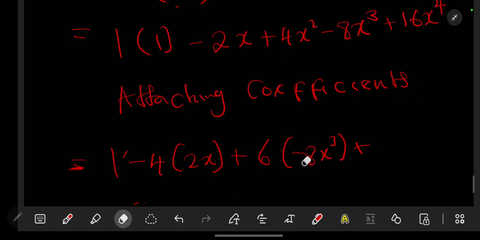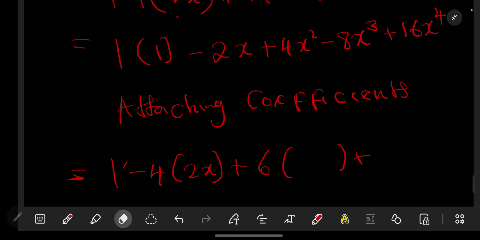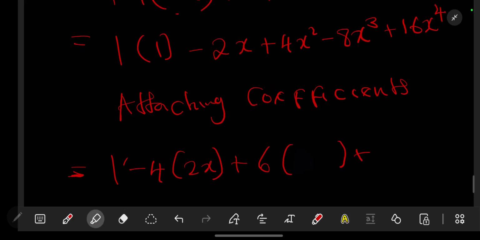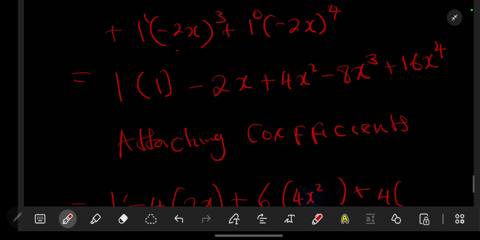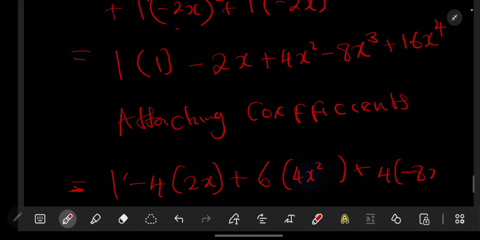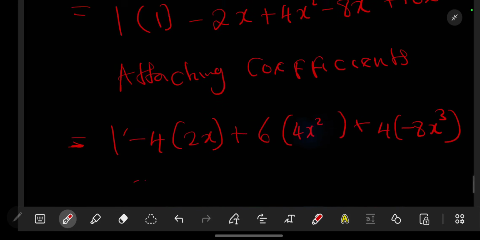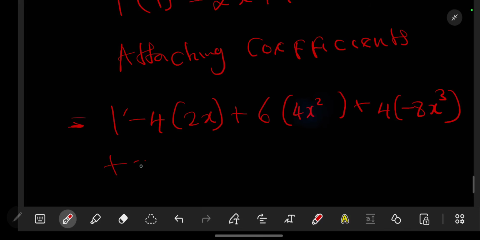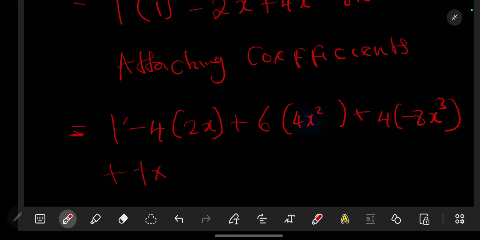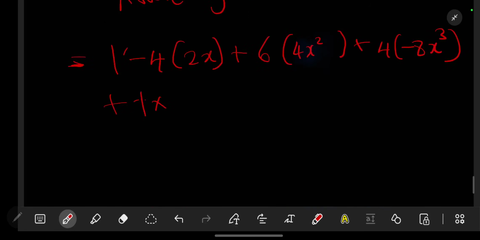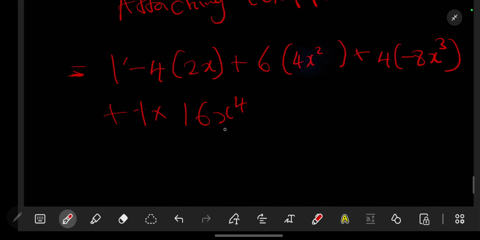Have I skipped a number? So this is 4x squared, plus we have another 4, then we have our negative 8x to the power 3, like that. Then the last coefficient is 1 times the last number, which is our 16x to the power 4.